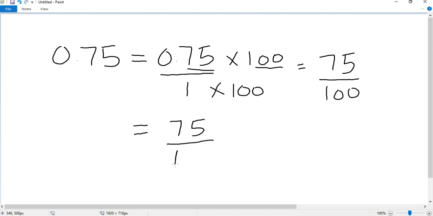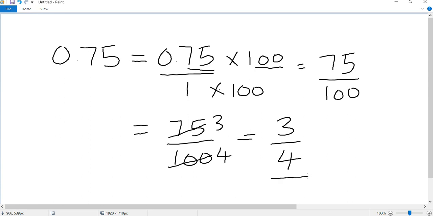Yes, we can. There is a number that goes into 75 and 100, which is 25. So 25 goes into 75 3 times and 25 goes into 100 4 times. That means the simplified answer or the fraction is 3 over 4 or 3/4. So we have converted the decimal number 0.75 to a fraction which is 3 over 4 or 3/4.